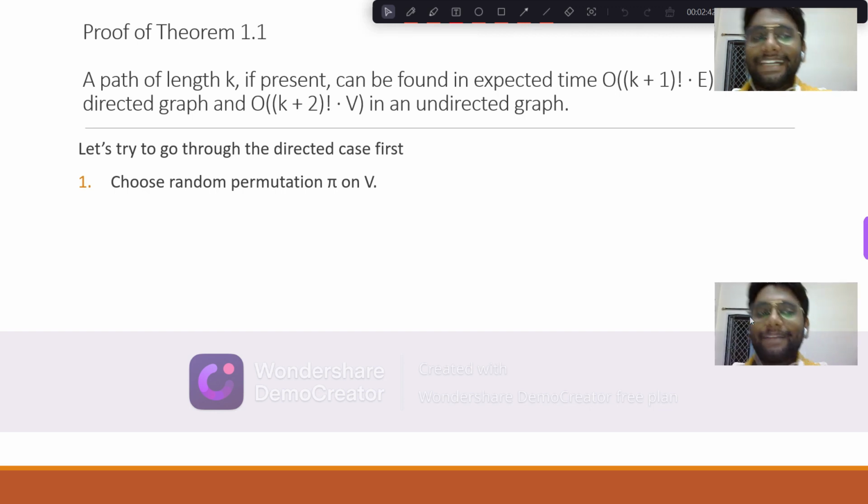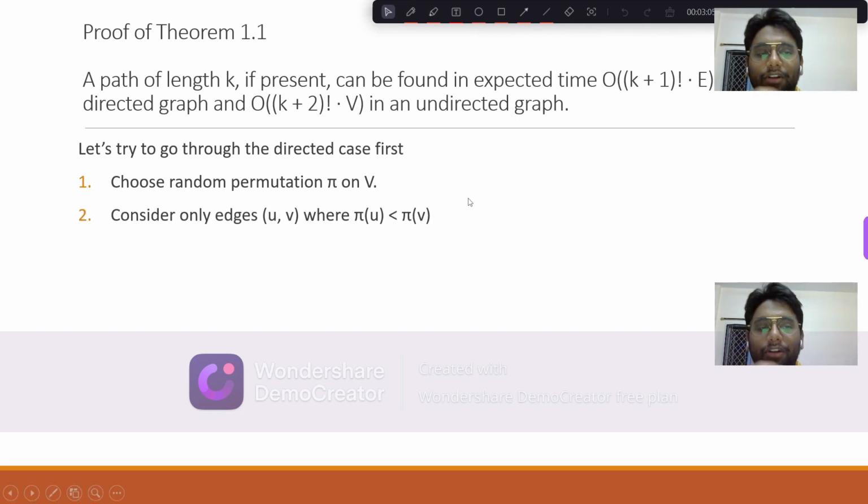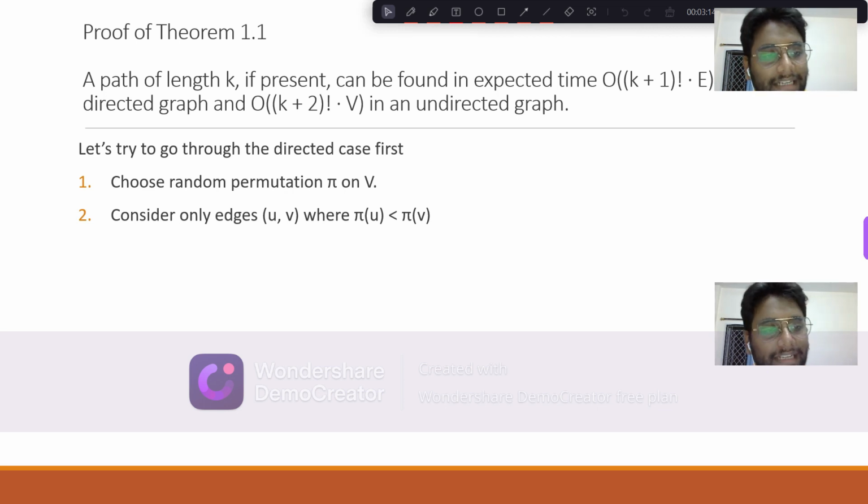I'll just move my face a bit so that it is easier for you to see. As Theorem 1.1 suggests, the expected time to find a k-path is O((k+1)! times E). To do that, we start with a random permutation of all the vertices of the graph. After that, we iterate through all the edges and select only those where pi of u is less than pi of v, meaning the first vertex comes before the second vertex, to turn the undirected graph into a directed one.